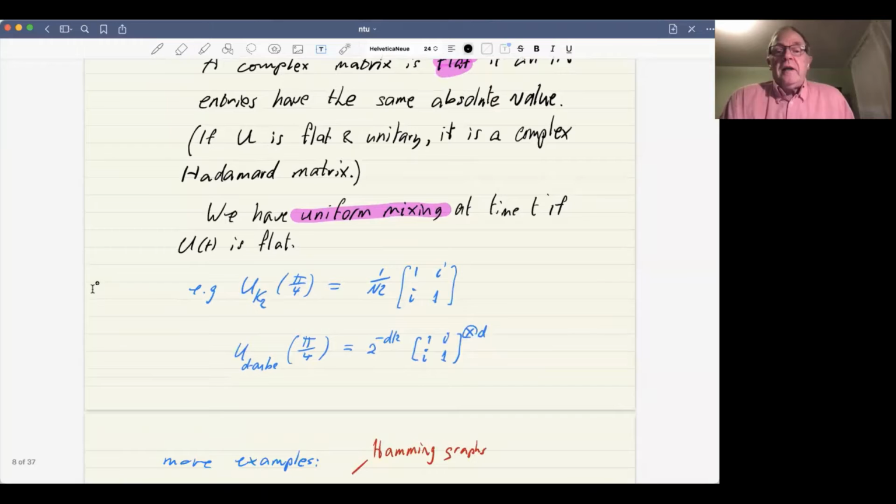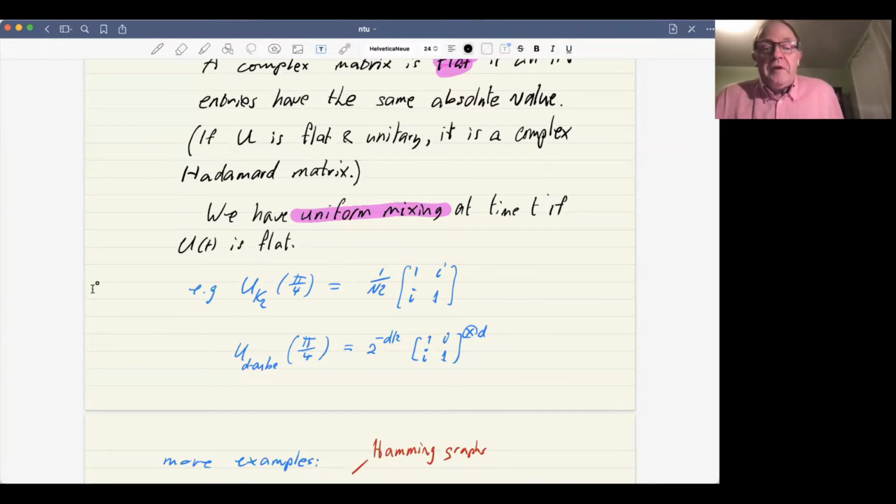And the jargon is that our continuous quantum walk shows uniform mixing at time t if the transition matrix U of t is flat. Now you see why I picked K2 as my example, because when you calculate the transition matrix of K2 at time pi on 4, you get 1 on root 2 times a matrix with entries 1 and I, and so the absolute values of the entries of that matrix are all 1, so that is a flat matrix. So it does happen.